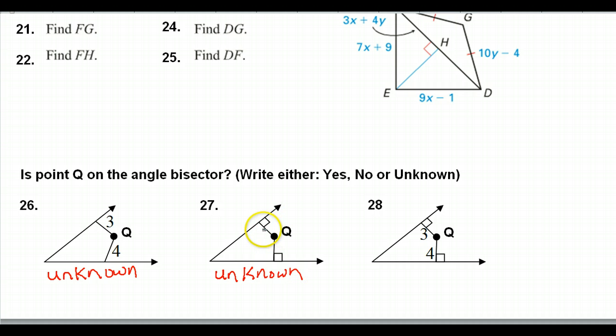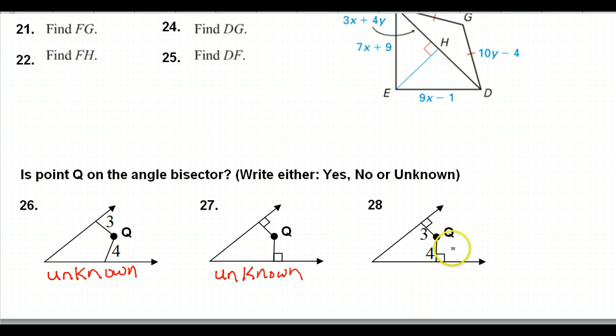Alright, if the numbers 3 and 4 had been here again, like they were on 26, then we could have said, no, Q is not on the angle bisector. But in the absence of numbers, we would really just be guessing. You're not allowed to go by just the way it looks. So we have to say unknown.